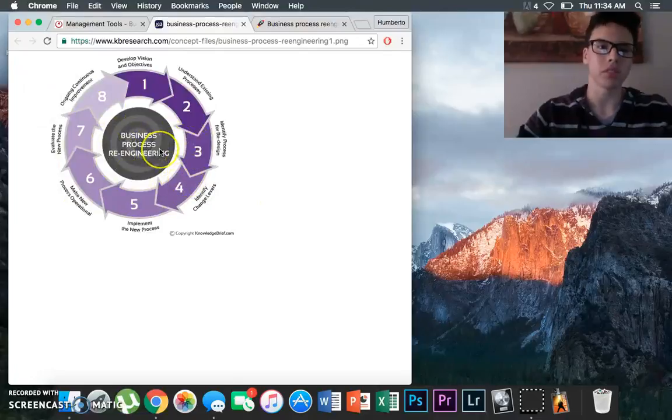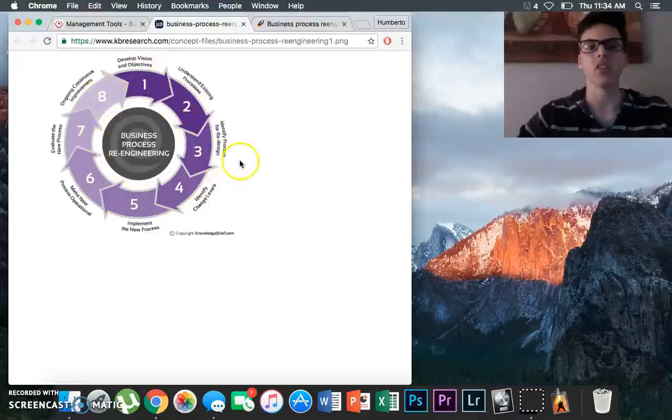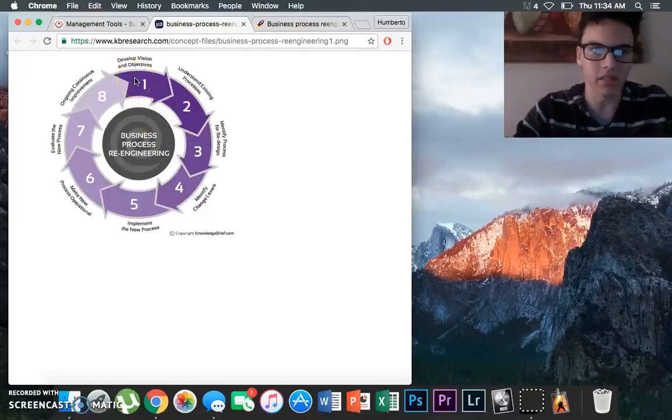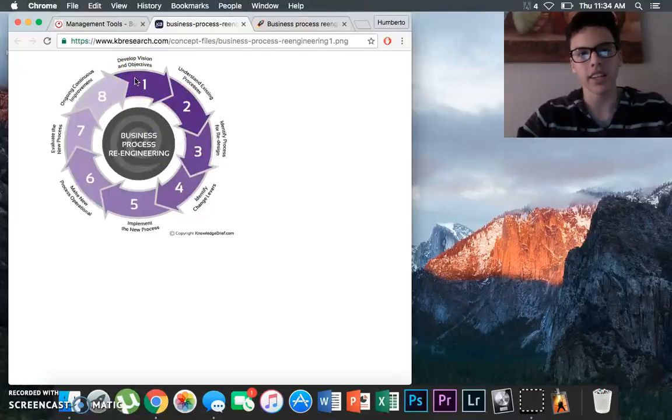The title says business process reengineering, and there are the steps that people take to go through the whole reengineering process. The first one reads develop vision and objectives. The second being understand existing processes. The third being identify processes for redesign. The fourth one being identify change levels. Fifth being implement the new processes.